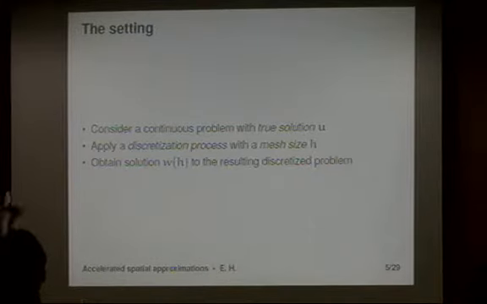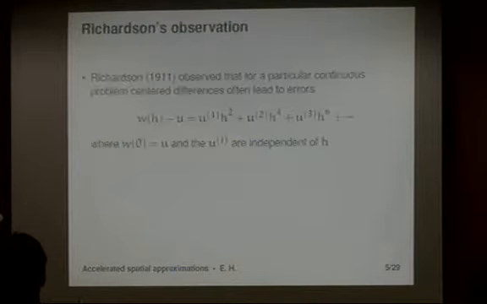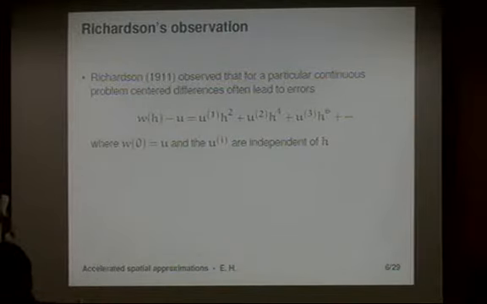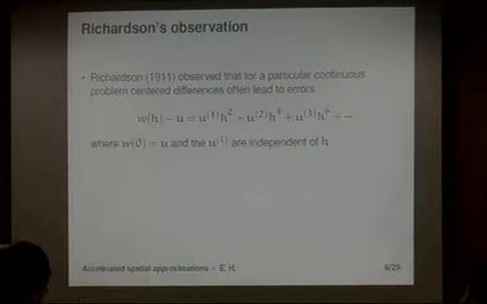And the idea of Richardson extrapolation is then: Richardson observed that for a particular continuous problem that he was dealing with, when he applied centered differences, he got errors, the difference between the discretization process and the true solution U of the continuous problem, that resulted in asymptotic expansions in the mesh size h, the discretization parameter h, where w^0 is in some sense the limiting process, so it's the continuous U, and all of these u_i functions that are in the expansion are independent of h.